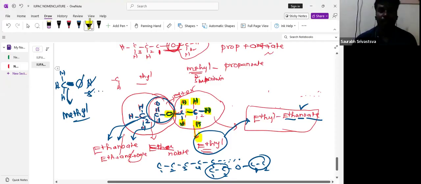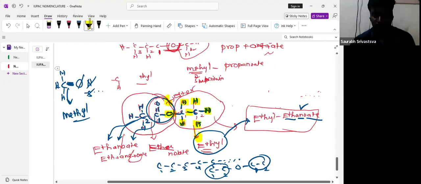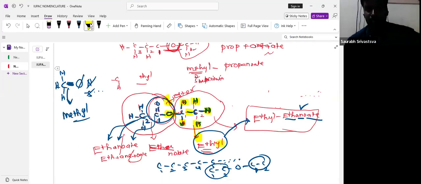Correct, sir? Okay. So if it is connected with carbon or hydrogen, you should not write YL here. Clear? Here it is connected with oxygen or some other element except hydrogen or carbon, then you have to write YL. Okay, clear? Now we go for the example.